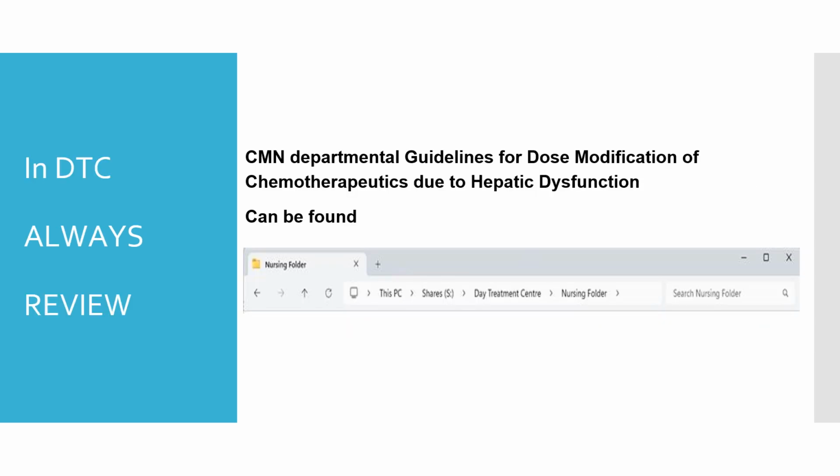Just remember that we do have departmental guidelines for you to look at for treating patients, and we have them for dose modification of chemotherapeutics due to hepatic dysfunction, and that's been made for here only. It is on the shared drive, so you can go and look at that, and I've put the little pathway.